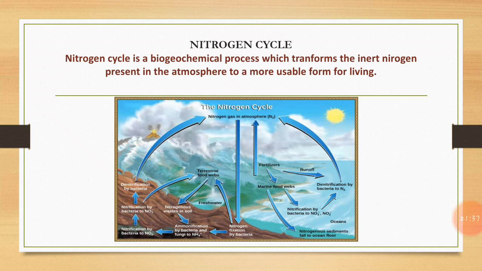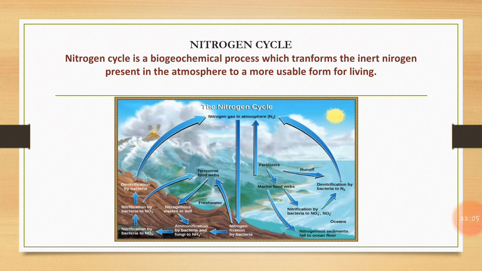During this process of nitrogen fixation, the inert form of nitrogen gas is deposited into the soil from the atmosphere and the surface water, mainly through precipitation. So the question arises: how does the nitrogen present in the atmosphere in inert form go to the soil? It goes from the atmosphere to the soil and surface water through precipitation.